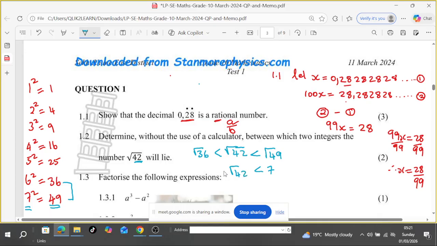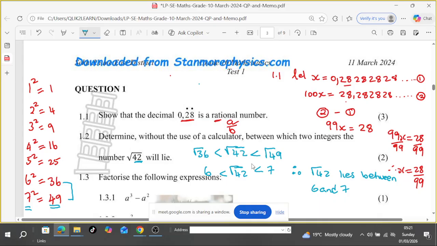We're just gonna leave it like that, and this will be greater than what? This will be greater than 6. So when you give it to them like that, then you can conclude and say that the root of 42 lies between 6 and 7.